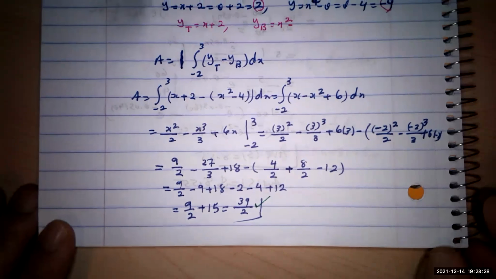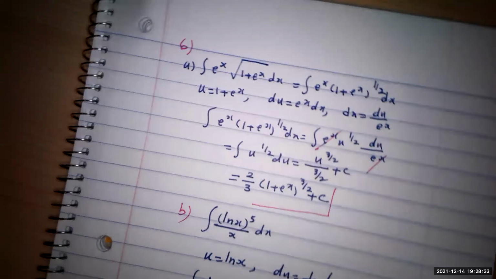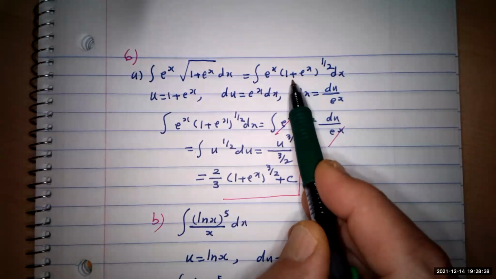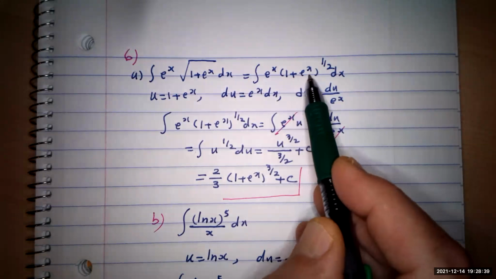Any question? And there were these two problems that most of you did very well on. For this type, u would be 1 plus e to the x. This is the one, and dx would be du over e to the x. You go back and simplify it. Then you must get to u to the 1/2, whose integral is u to the 3/2 over 3/2 plus c, and the final answer. Again, almost everybody got this one right, which is very good.